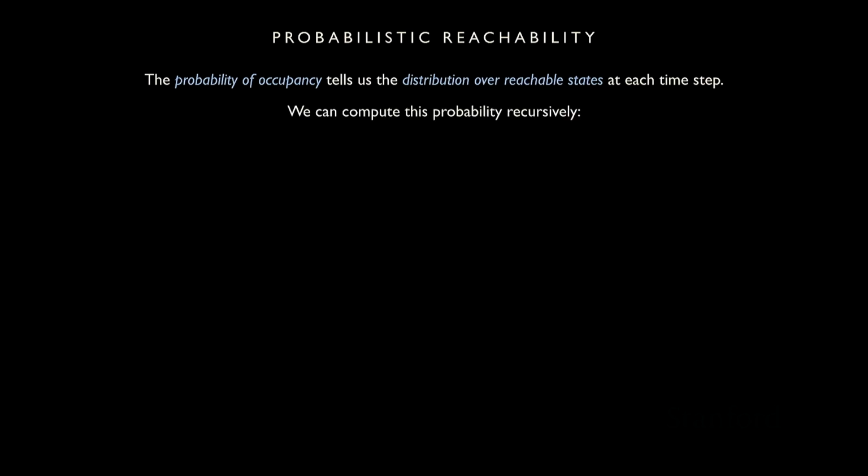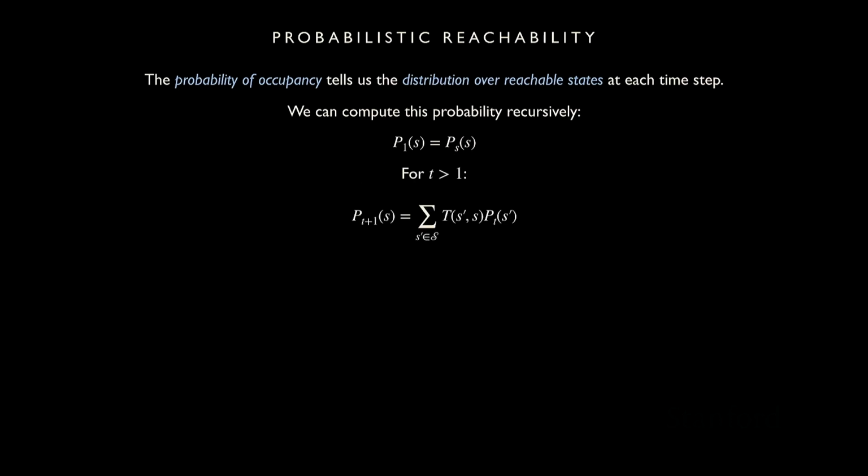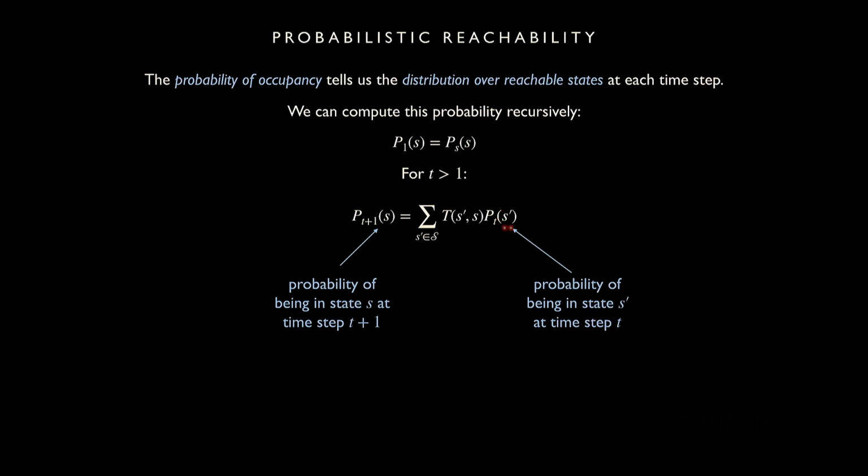We can compute this probability recursively. At the initial time step, the probability of being in state S at time step 1 is just equal to the initial state distribution. So we just specify the distribution over states that we might start in. Then for time greater than 1, the probability of being in state S at time t plus 1 is equal to the probability of being in state S prime at time step t times the probability that we transition to S from S prime.